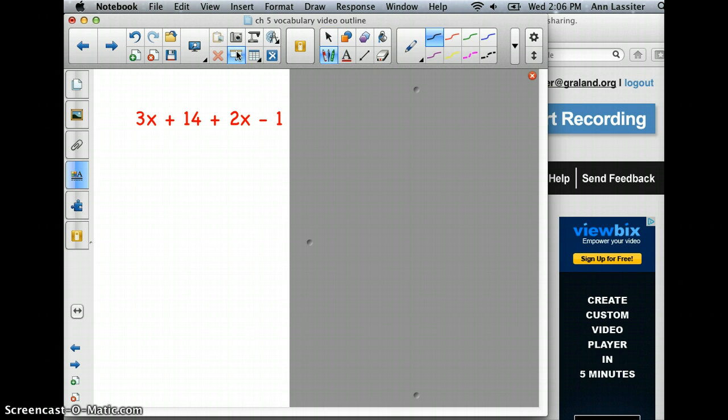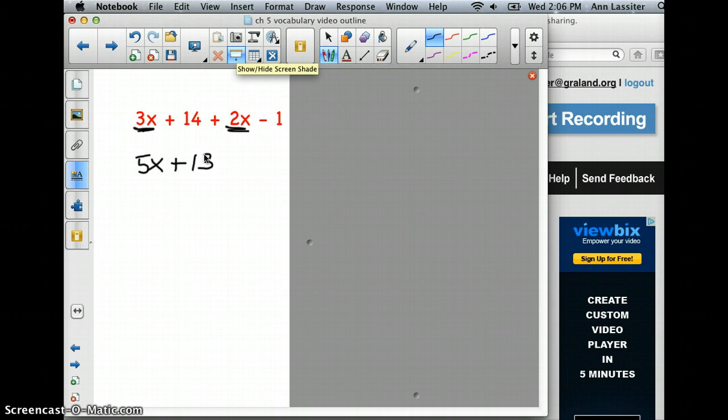These are considered like terms because they're both envelopes, each having x dollars in them. There are 3 envelopes and 2 envelopes. So I'm going to simplify this expression by combining like terms. My 3 envelopes and 2 envelopes gives me 5 envelopes. And then I am going to look at my money. I have $14 and someone took away $1. So it's a net value of having $13.